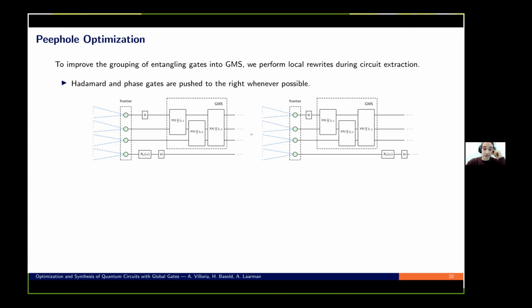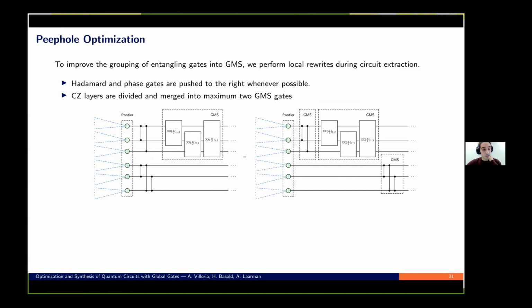So for example, you can see that here, if you were to have later a CNOT that has as control the last qubit and targets some other qubit except the first one, we would be able to compile it into the GMS that we already have by pushing single qubit gates to the side. Then control C layers, as we know, can be compiled as a single global gate.